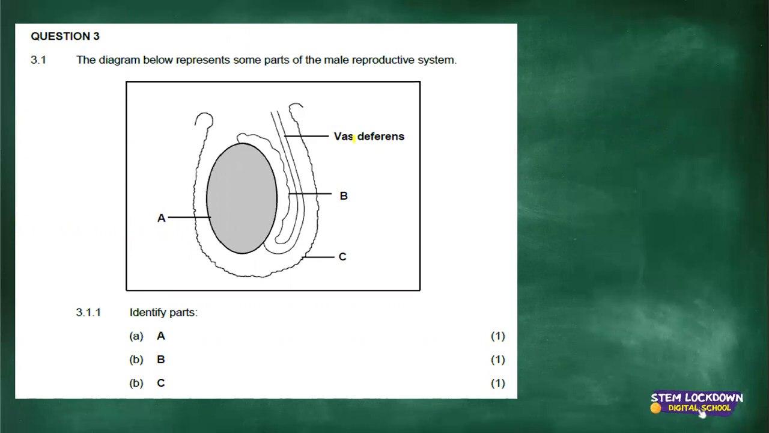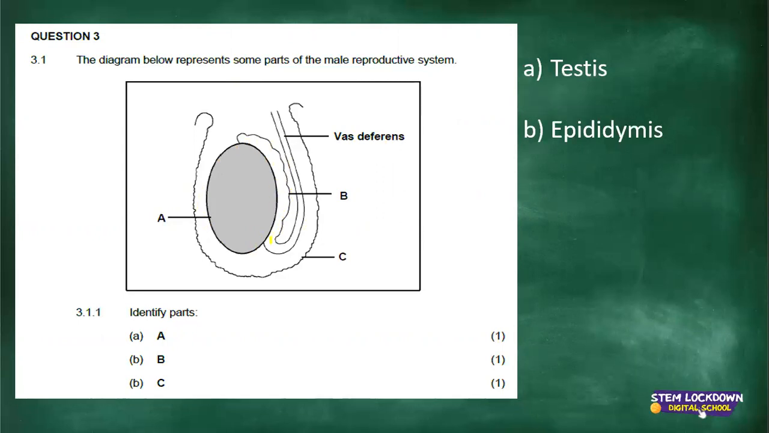The diagram below represents some parts of the male reproductive system. This is the male reproductive system now. Then we need to identify parts A, B, and C. What is part A? What is part B? What is part C? A is the testis. You see, there is the testis there. This ball over here. B is the epididymis. Epididymis over here. That is our structure B.